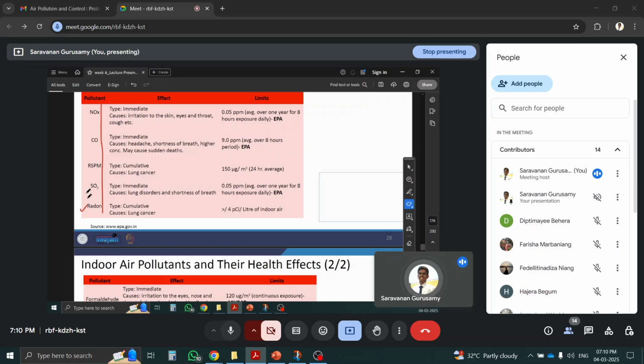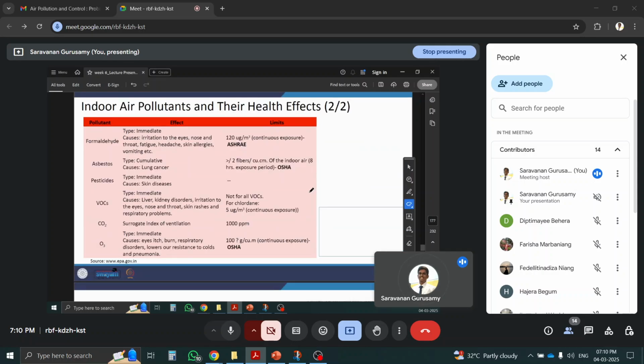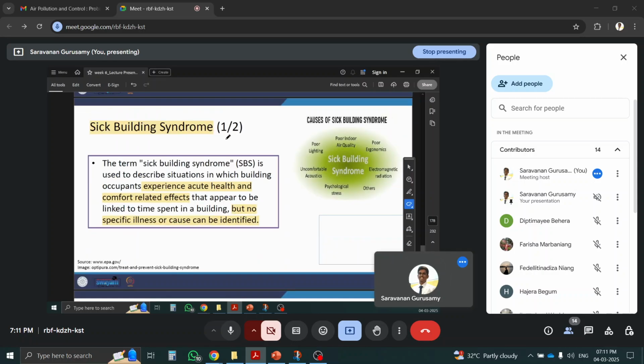Radon is one of them, and respirable suspended particulate matter. So that will also get into our lungs and cause health impacts. And sick building syndrome is the one term you can think about, SBS.